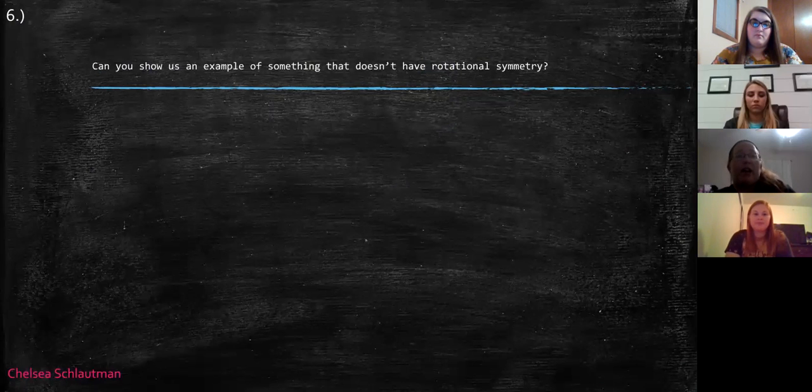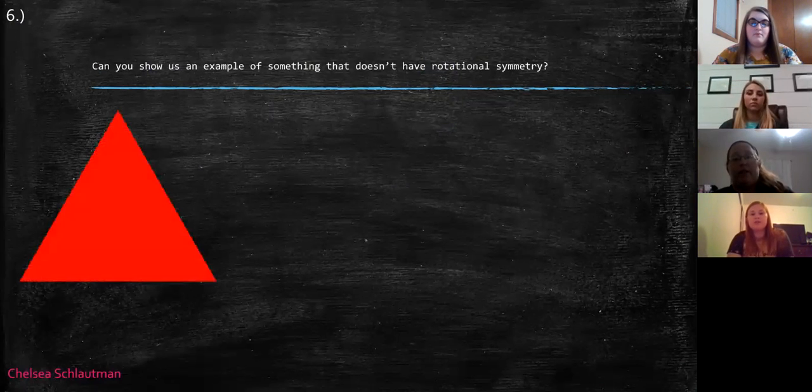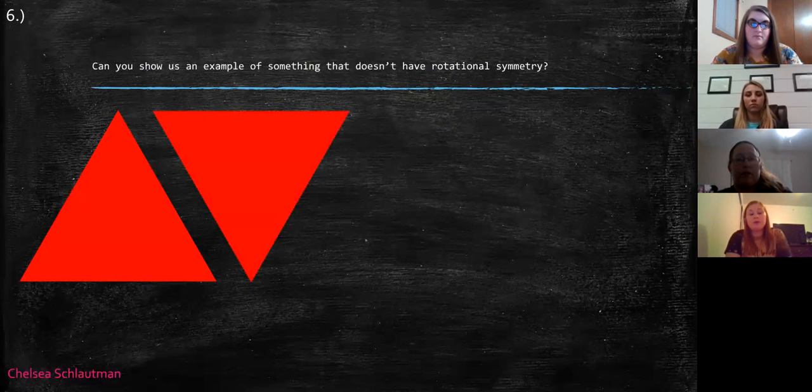Chelsea, can you show us an example of something that does not have rotational symmetry? Sure can. We're going to start out with the triangle. If you remember, rotational symmetry just means if you were to rotate that figure a certain degree, then it would look the exact same as it had previously looked before you rotated it. So with this triangle, I'm going to rotate it. When we rotate it 180 degrees, it does not look the same as it had before. So this one does not have rotational symmetry.